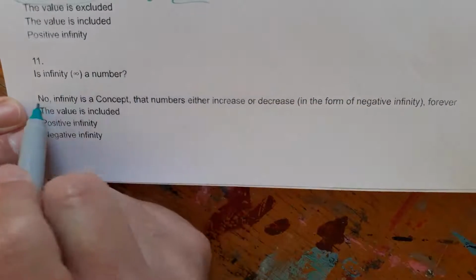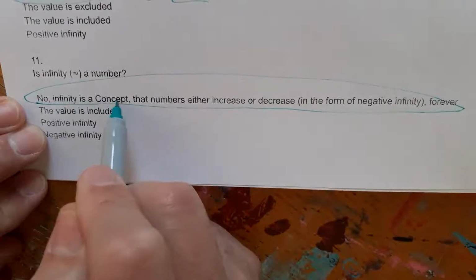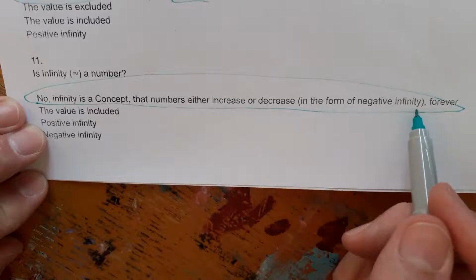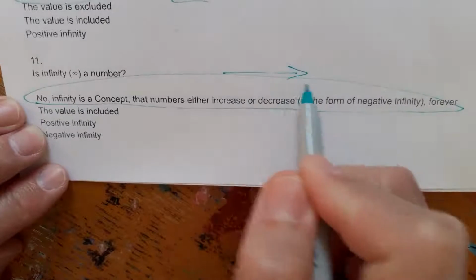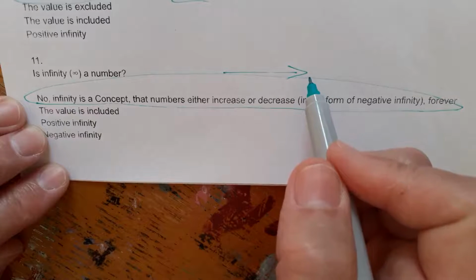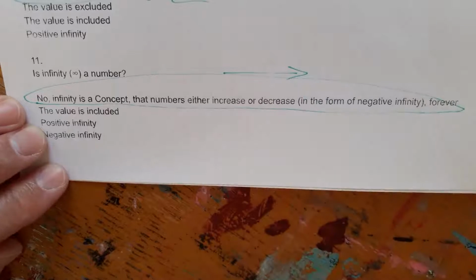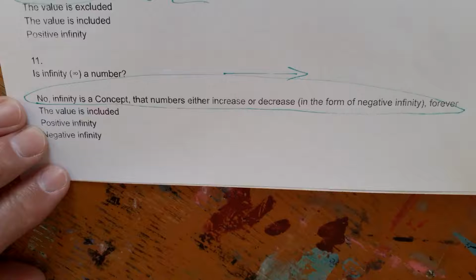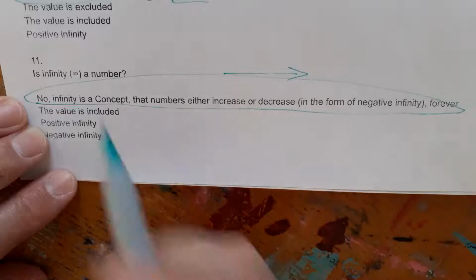Is infinity a number? So the answer is no. Infinity is not a number, it's a concept. The concept that numbers either increase or decrease in the form of a negative infinity forever. So if we're going off to the right forever, you can't just say a billion. A billion is not infinity. A billion is a number. Infinity is not a number, it's a concept. You can't say 10 billion. That's just a number on the way to infinity. You can't say a trillion because you're passing by that on up to infinity. Likewise, with negative numbers, they become increasingly large, but negative. So a negative trillion, right, is just on your way to the forever negative values that you can go to, which is never stopping. So it's a concept, right?